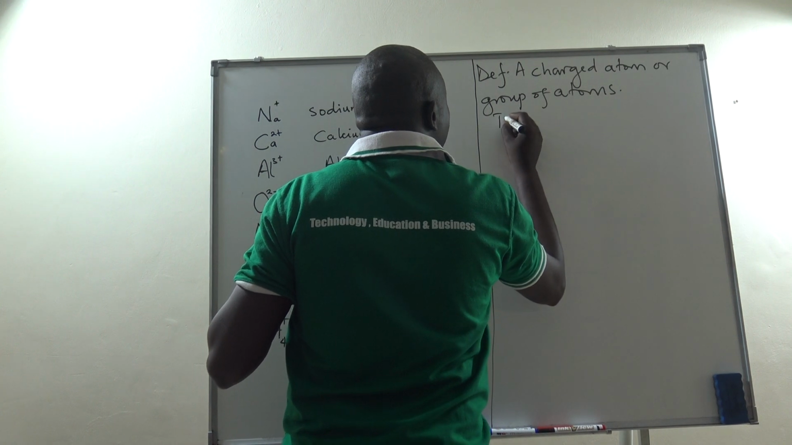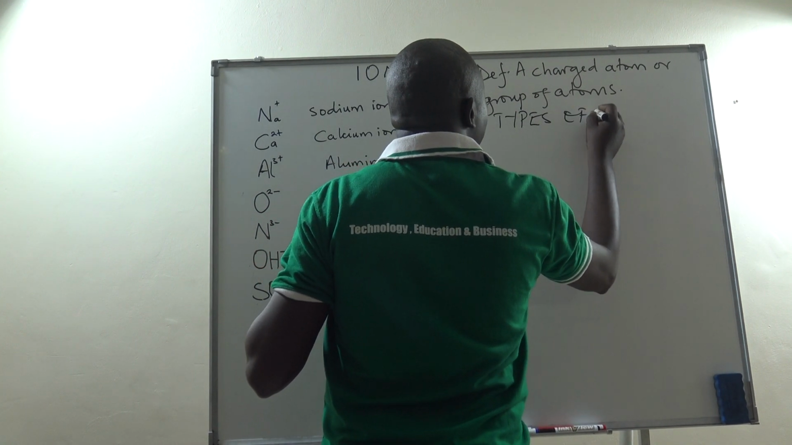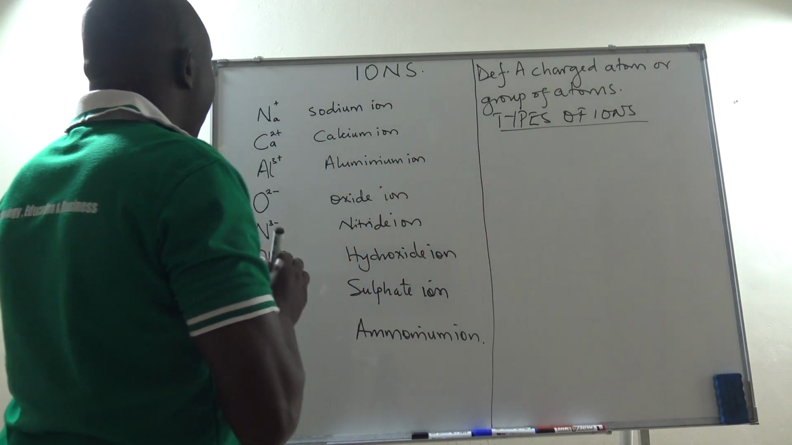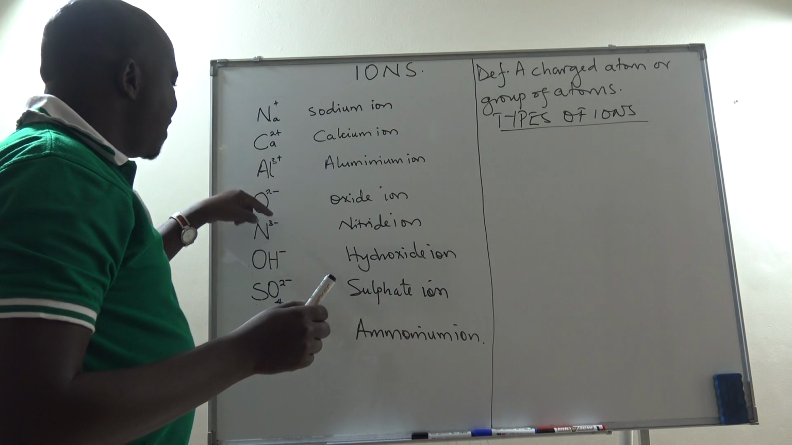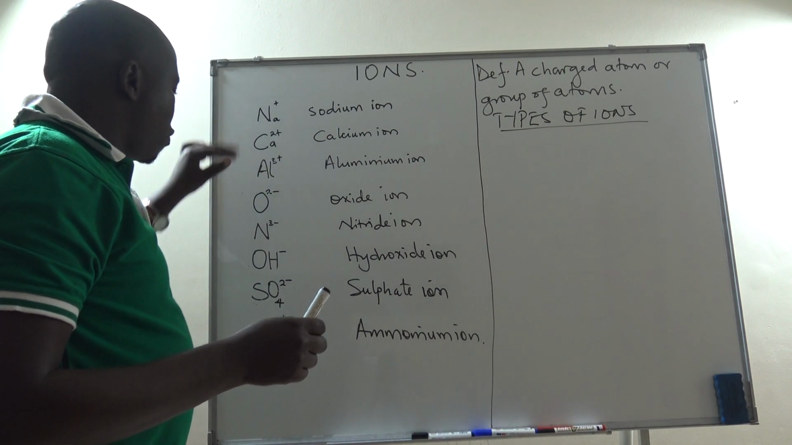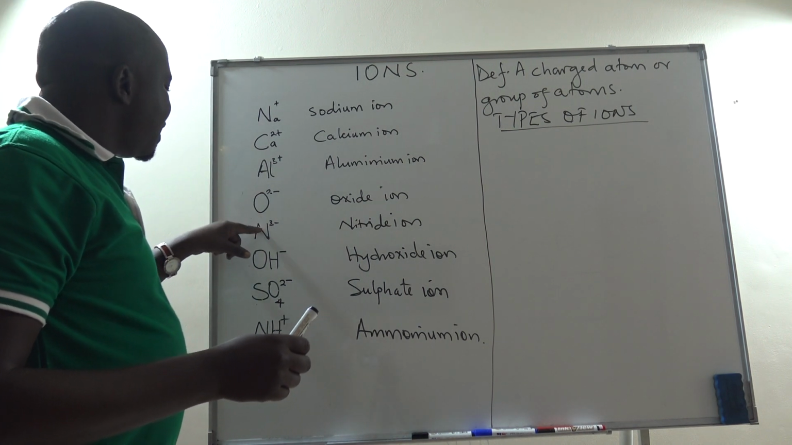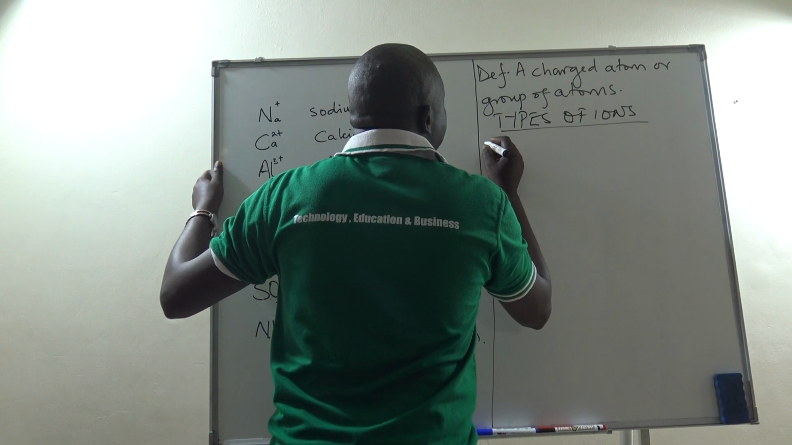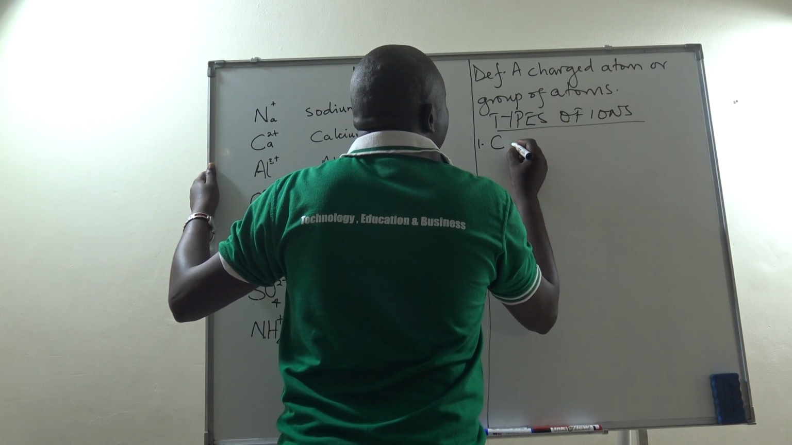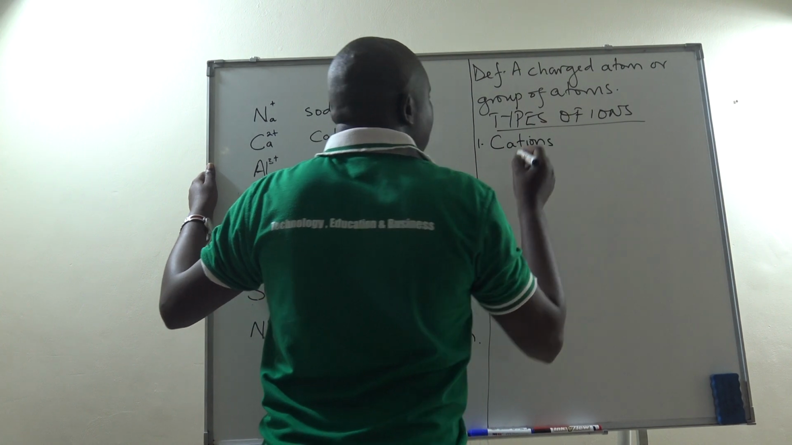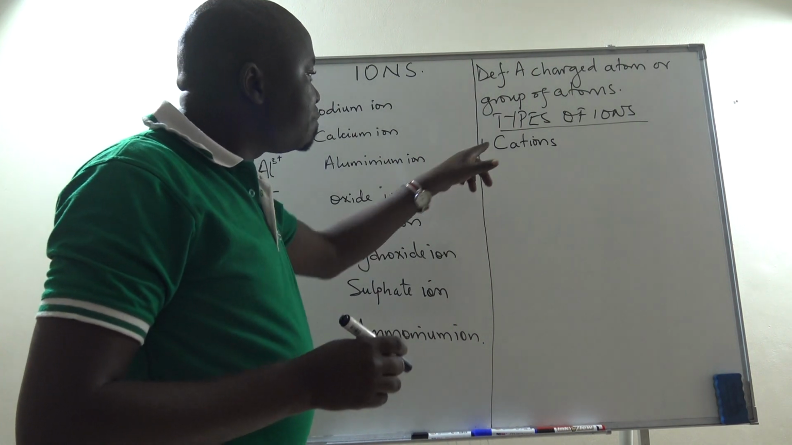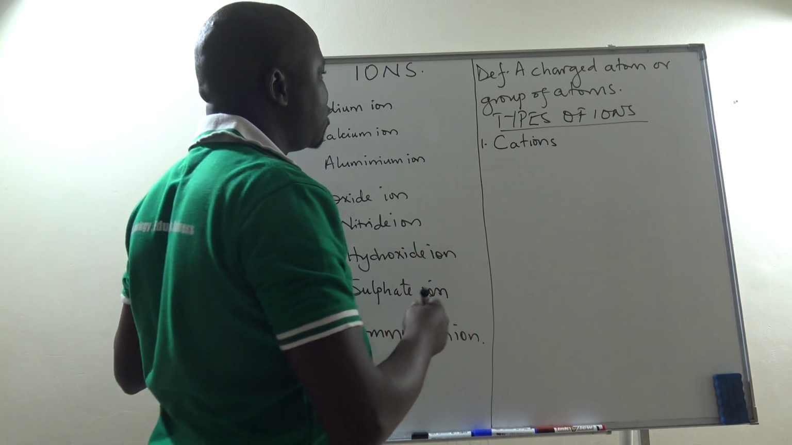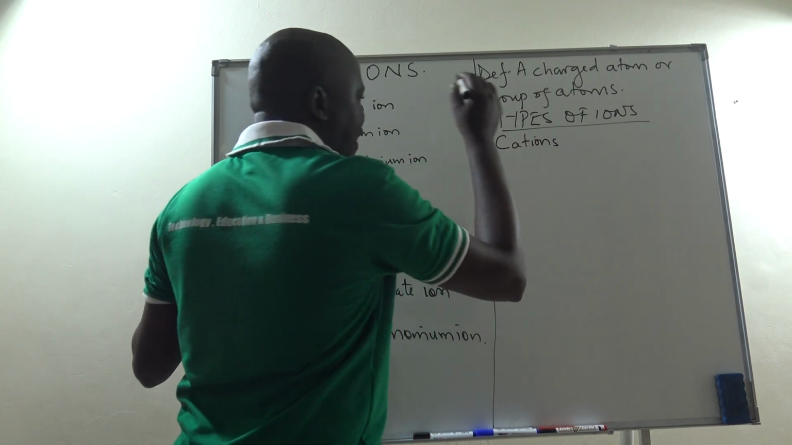Now let us look at what we call types of ions. From what we have seen here, some of these ions are positively charged, while others are negatively charged. They can be positively charged atoms or groups of atoms, or negatively charged atoms or groups of atoms. So there are two types of ions. The first type is called the cations. In electrolysis, these are the ions that migrate to the cathode.